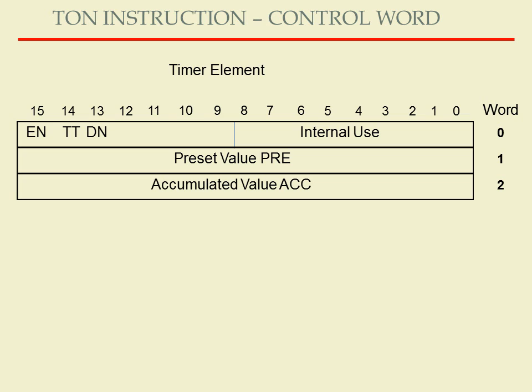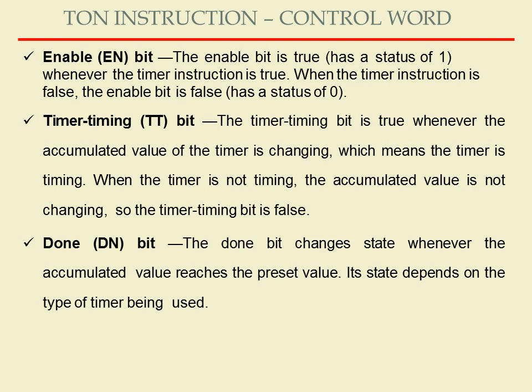Then next is preset value PRE. We have seen in the instruction there is the preset value PRE. That is stored in word 1, and accumulated value is stored in word 2. So here the description is given. Enable, that is EN bit. The enable bit is true, that is 1, whenever the timer instruction is true. When the timer instruction is false, enable bit is false, that is 0.